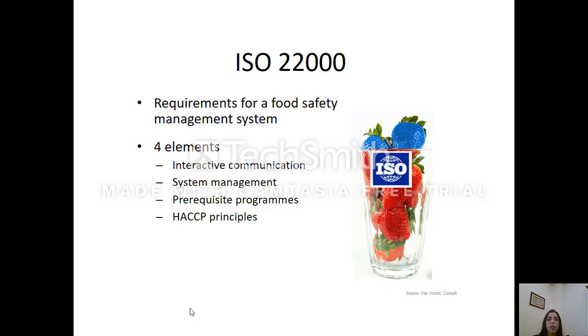So ISO 22000 is basically a quality and safety standard at the same time. It's composed of four different elements based on interactive communication. It's a system management, so it's based on PRPs. We'll talk later on about the PRPs and on HACCP principles. So HACCP principles plus ISO 9001 will give us ISO 22000, which is the food safety management system.